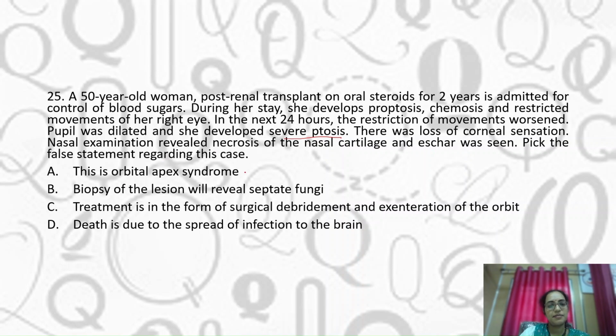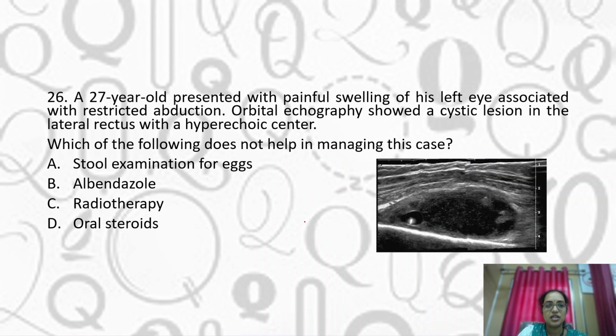This is an orbital apex syndrome. Clinically, yes. So probably we are dealing here with orbital mucormycosis, also known as ROCM, rhino-orbitocerebral mucormycosis, to be very specific. So biopsy of the lesion will reveal septate fungi? It will reveal fungi, yes, but they are not septate. They are aseptate. So Rhizopus is an aseptate fungus. Treatment is in the form of surgical debridement and exenteration of the orbit, correct? Death can be due to spread of infection to the brain, correct? So the right answer here is B. So it will reveal aseptate fungi.